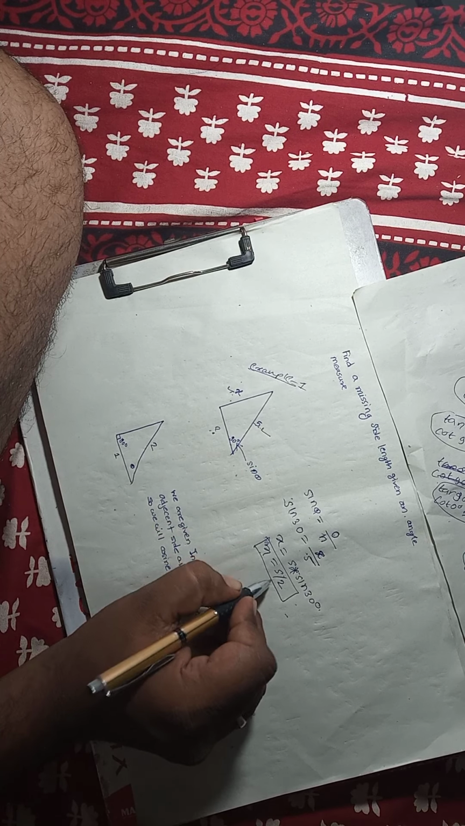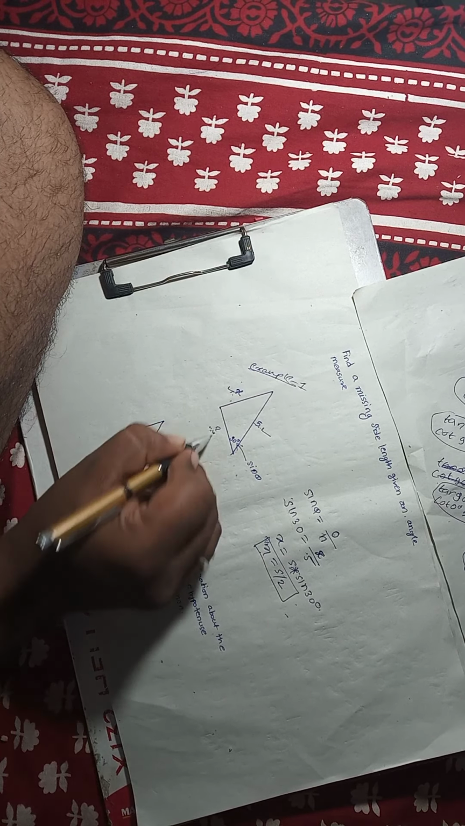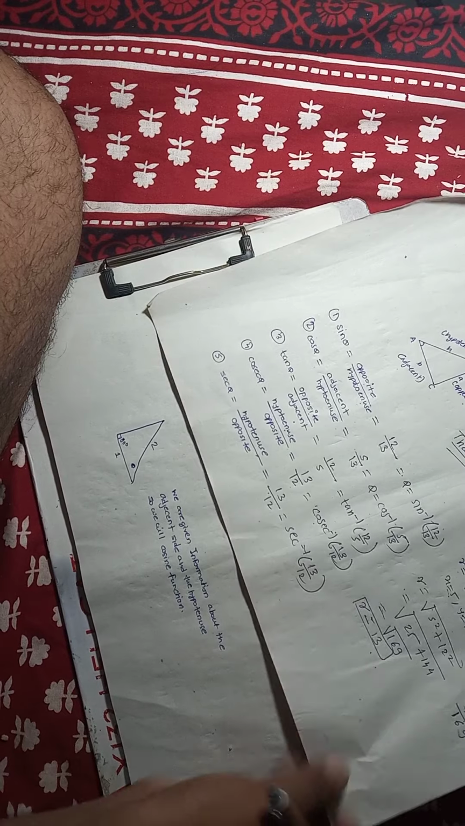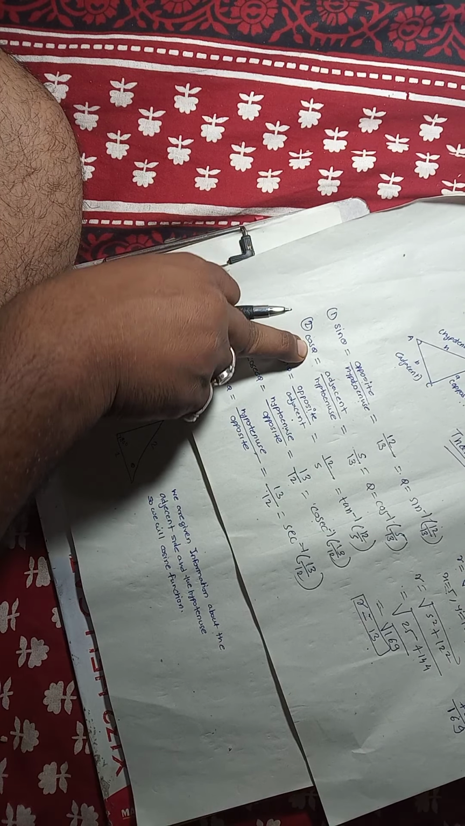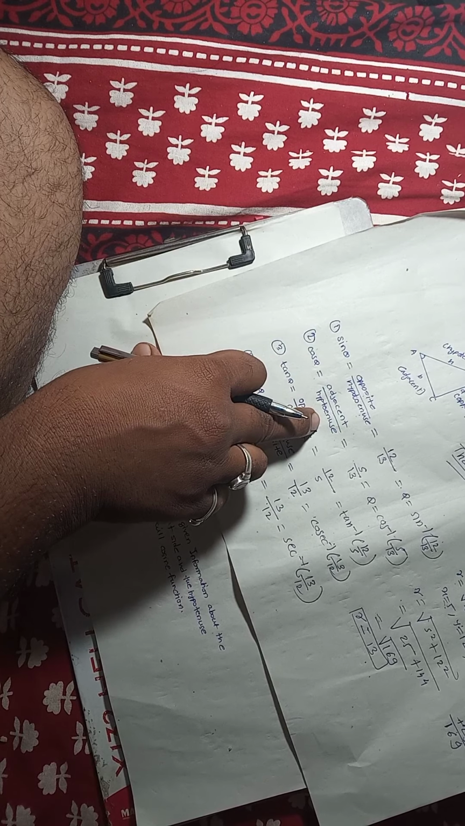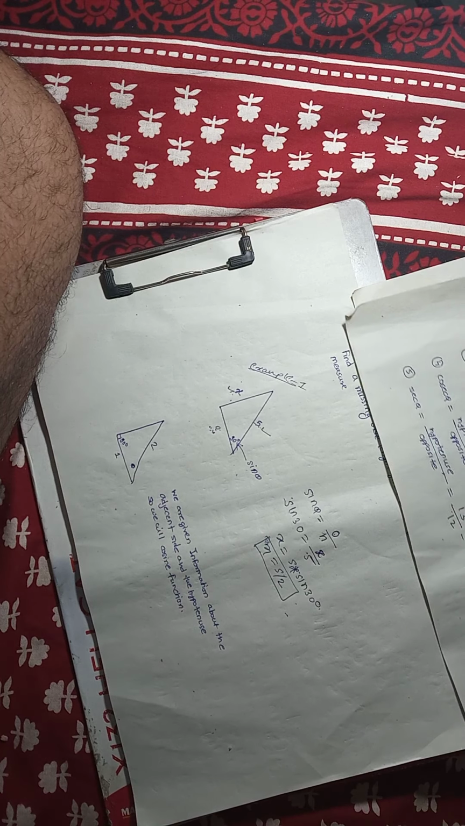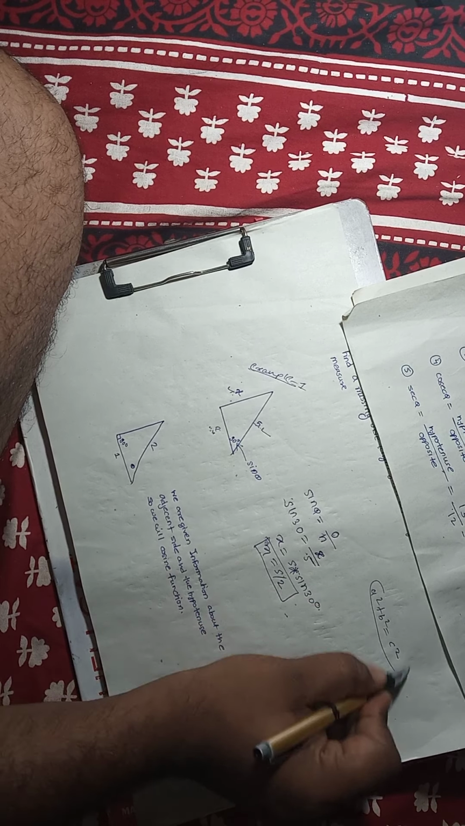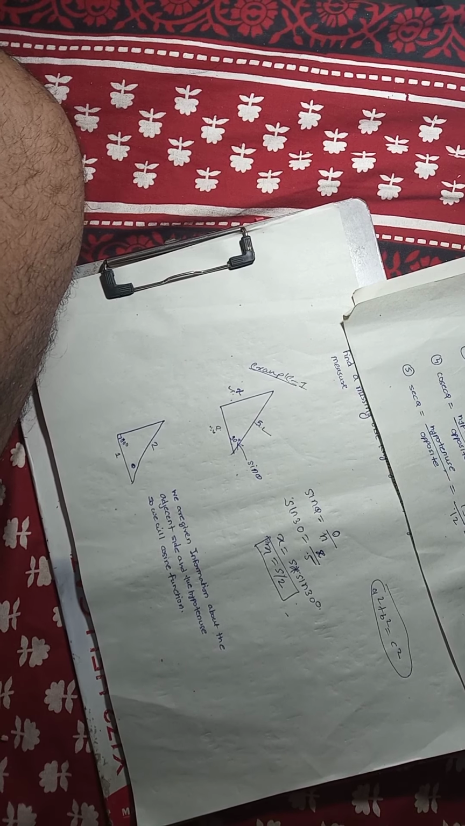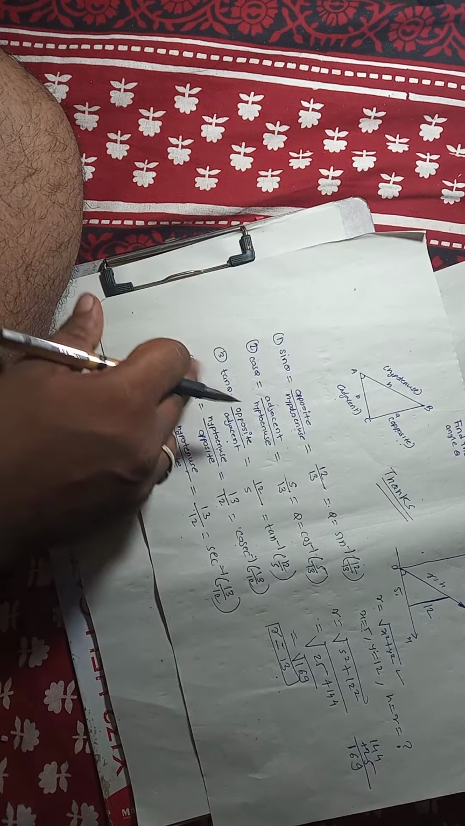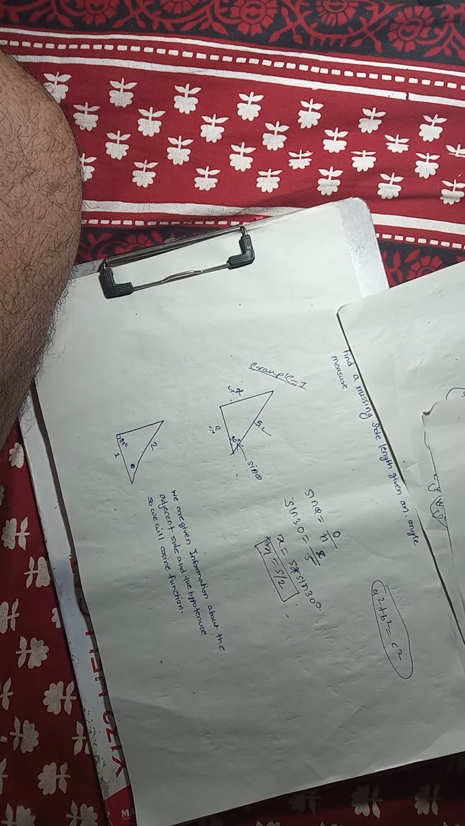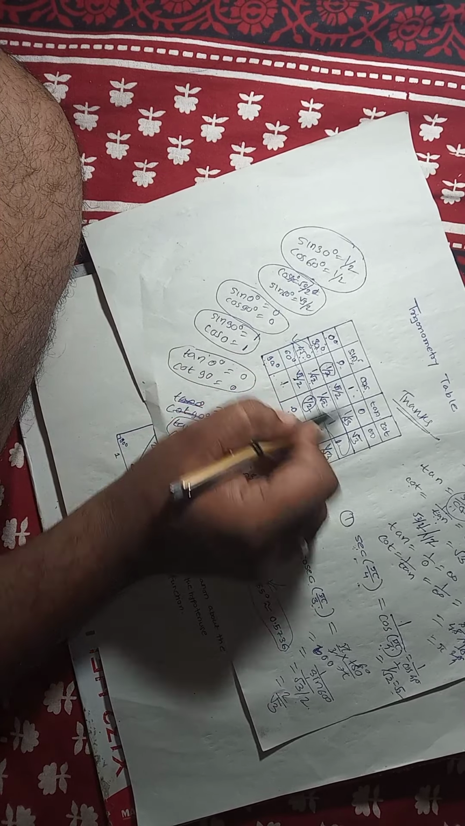Now we have to calculate the adjacent side. For the adjacent side we have one formula, that is cos theta is equal to adjacent divided by hypotenuse, or we have another formula, a square plus b square is equal to c square. This is the Pythagoras formula. Both ways we can calculate. Cos 30 value we already have on the basis of this table. Cos 30 value is root 3 by 2.